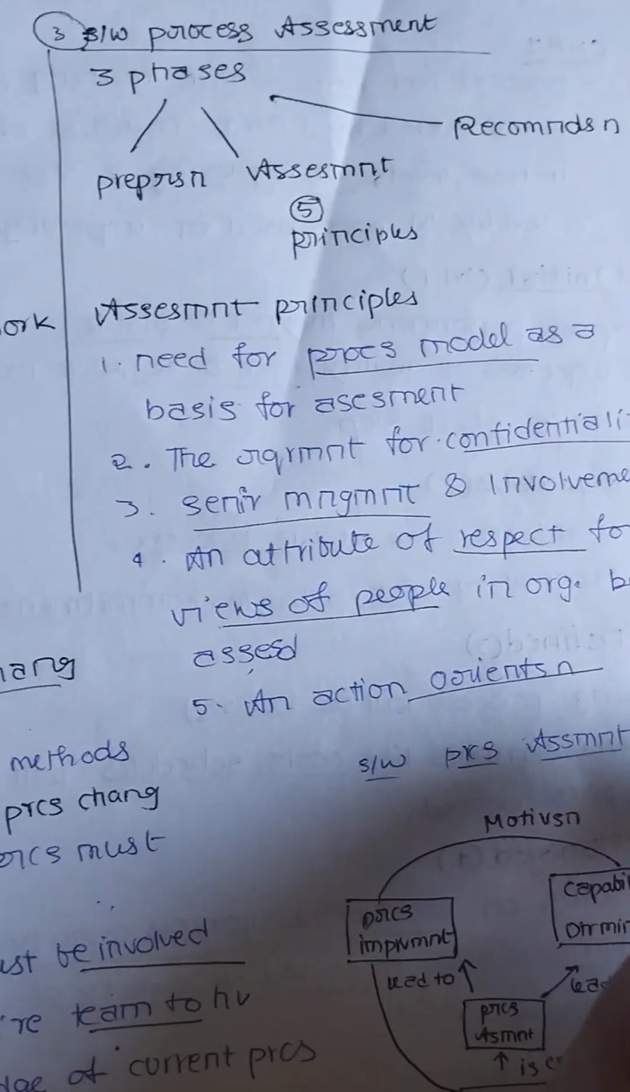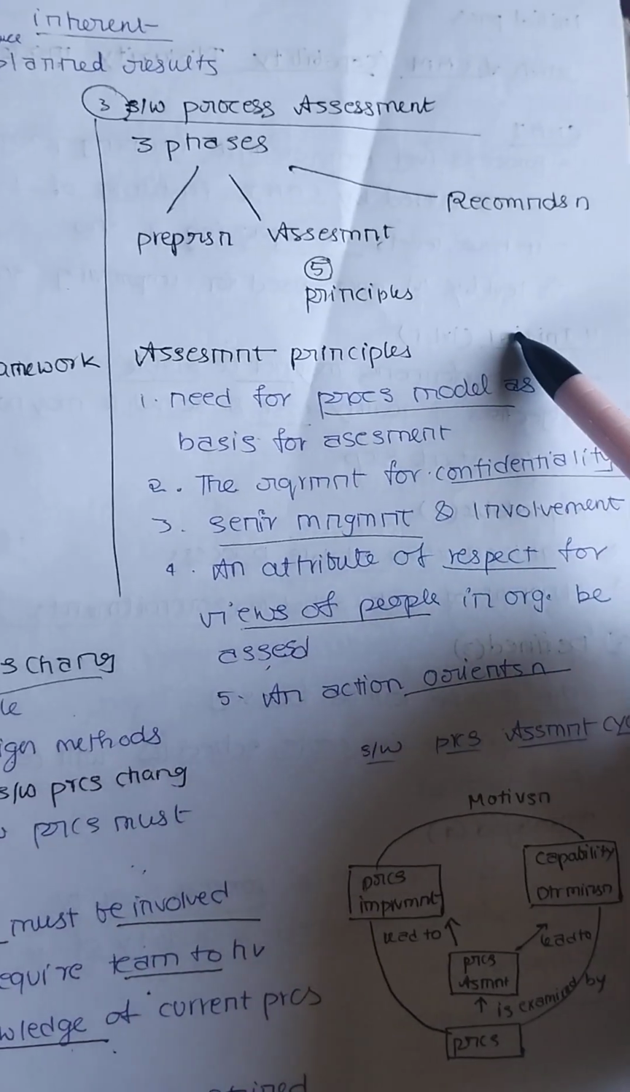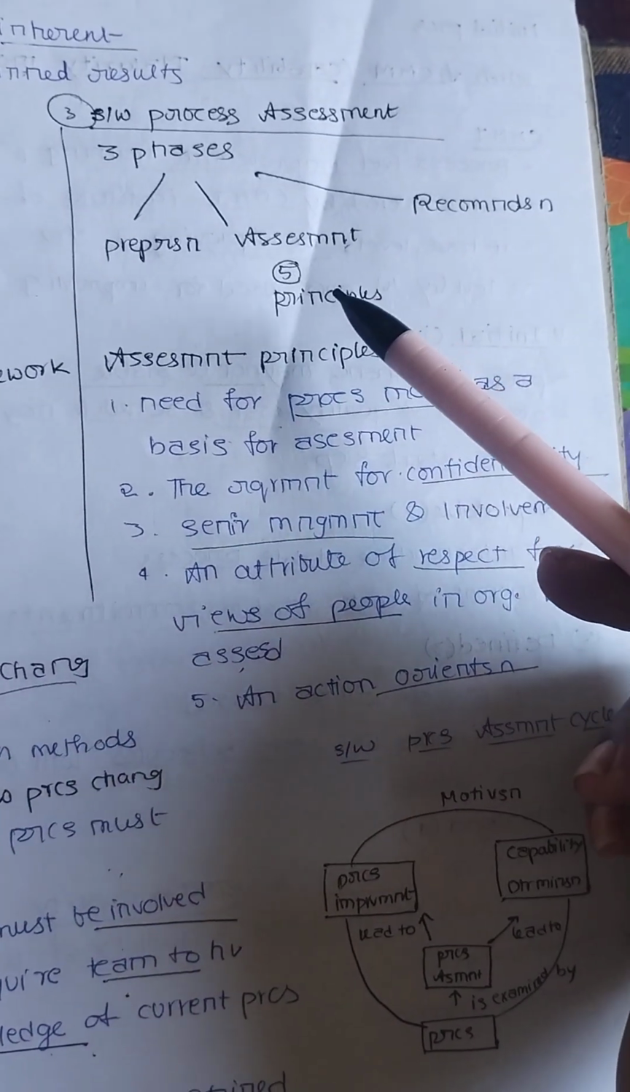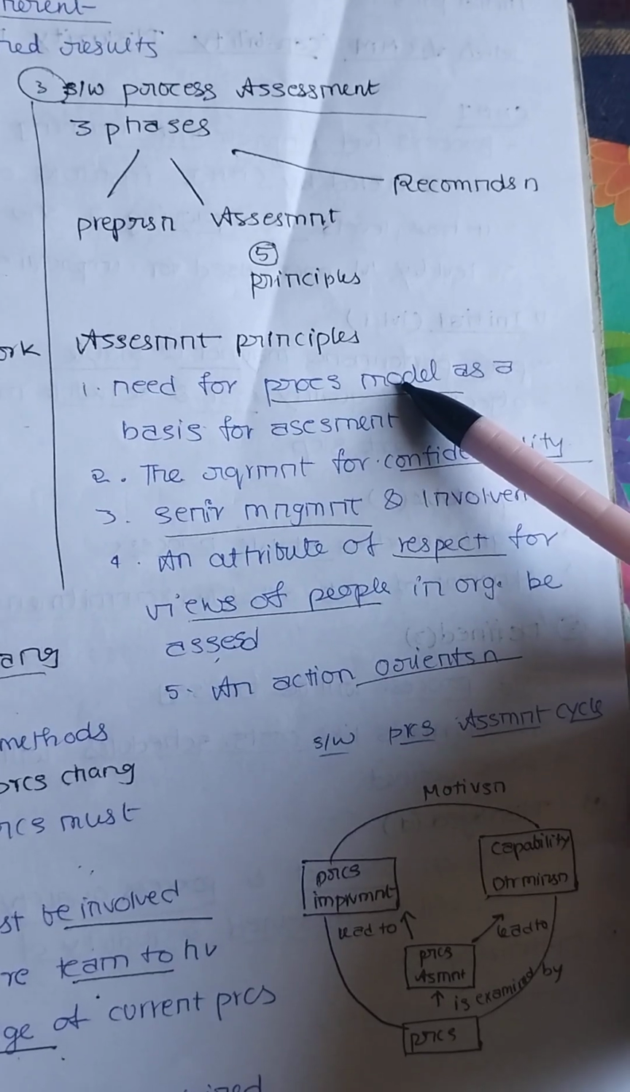What is software process assessment? Software process assessment has 3 phases: preparation, assessment, and recommendation. And the assessment has 5 principles.